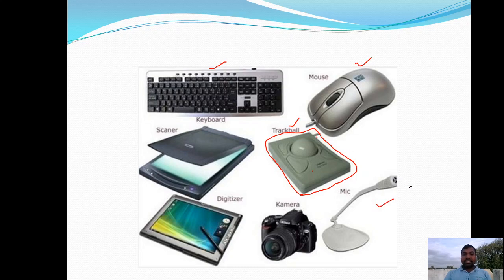And this is a mic to receive the instructions from the user. And this is the camera. The camera is also an input device. And this is a digitizer, along with a pen. With the help of this, we can give some instructions by writing something here. And this is the scanner we use to scan documents, information, photos, etc. So these are a few input devices.